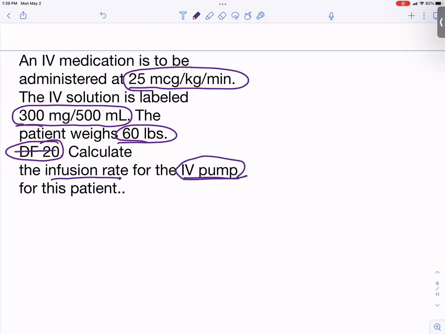So that means what? I don't use the drop factor. And they want an infusion rate. With an IV pump, an infusion rate, a flow rate is always milliliters an hour. So I've used my pump, I figured all that out. I know what I'm solving for. So my starting point is the 3-factor order. 25 micrograms per kilogram per minute.